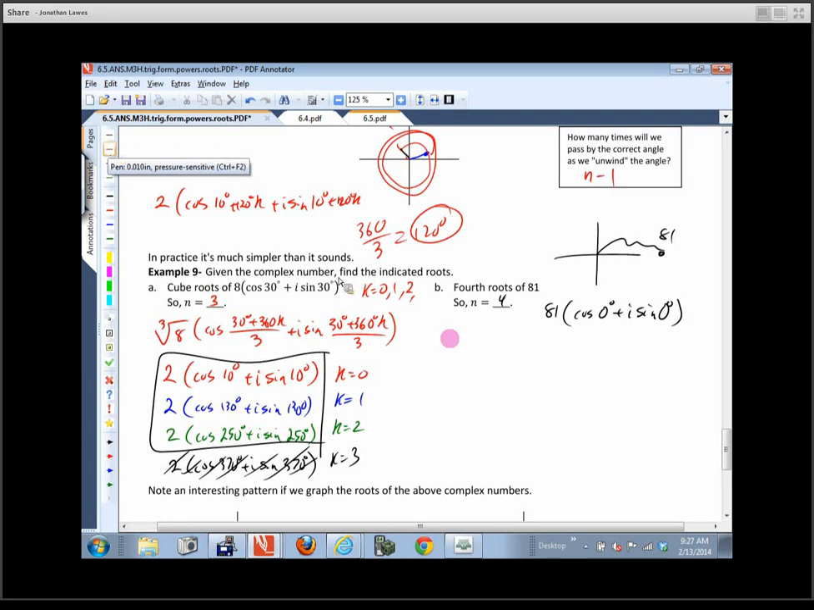Okay, find the 4th root of 81 so we can figure out what the radius is. What's the 4th root of 81? 3. So I'm going to have a 3 here. Okay, let's do the shortcut here. The angle is going to be that one divided by 4. So what's 0 divided by 4? First answer is 0 degrees.